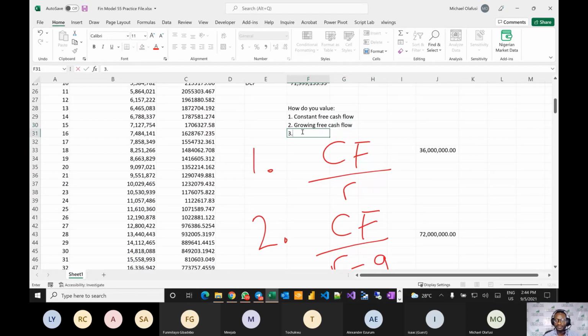Then there's a third one, which is what happens in companies. Irregular cash flow for the first couple of years, then estimated at growing at a fixed rate. So this is what happens when we are doing financial modeling.